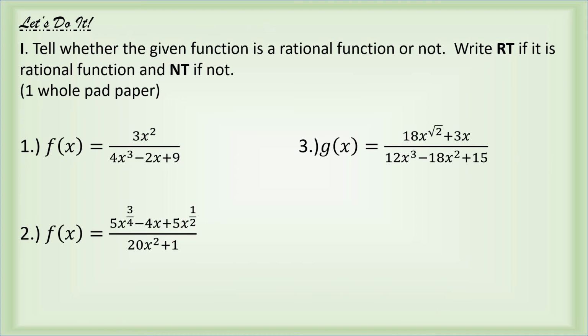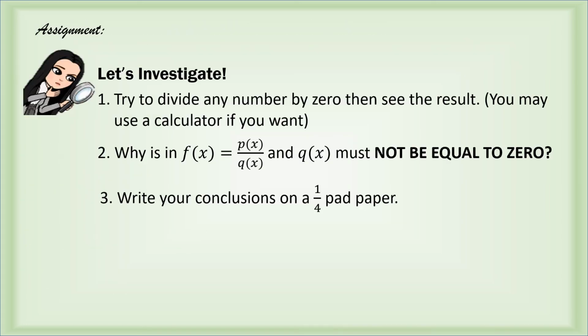Okay, for your activity, tell whether the given function is a rational function or not. Then you write RT if it is a rational function and NT if not. So you have your assignment. Kindly write your answers on one whole pad paper so you can combine the activity, assessment, and assignment on one whole pad paper.